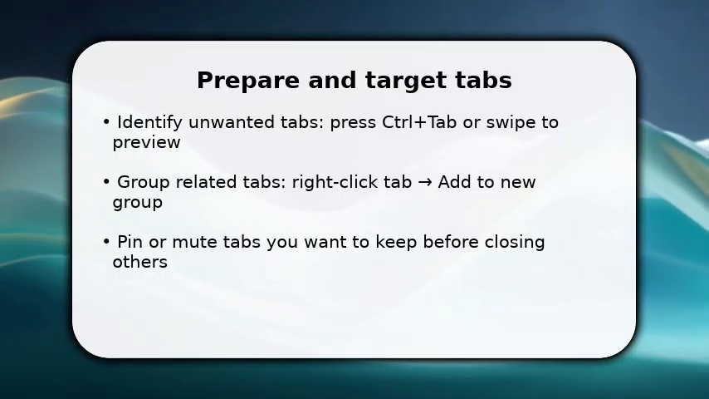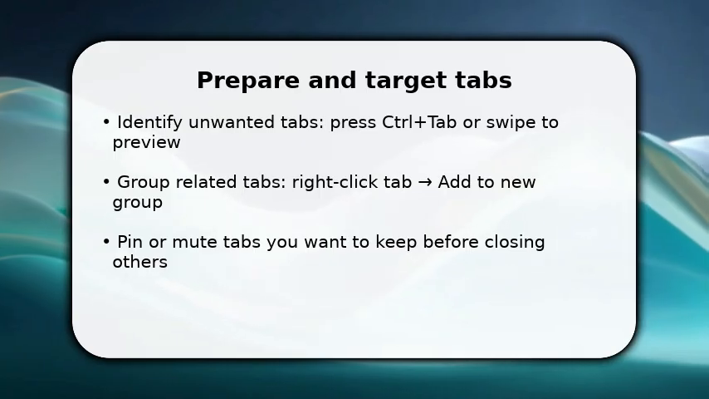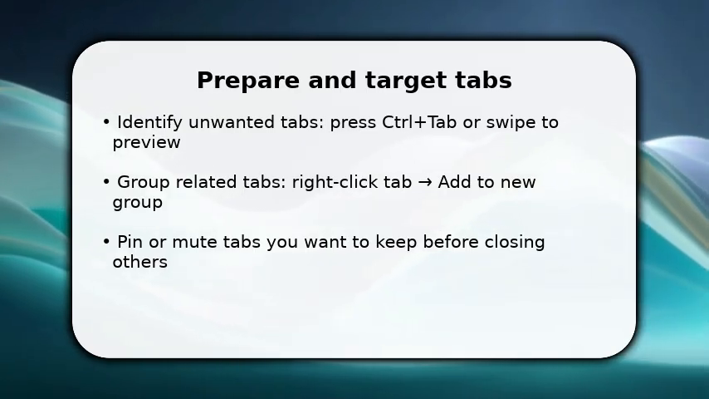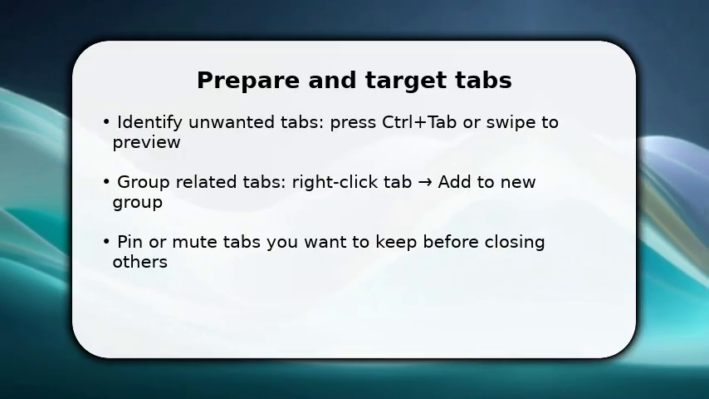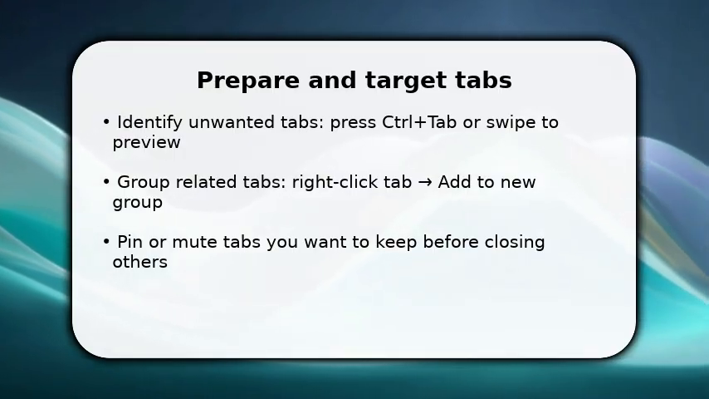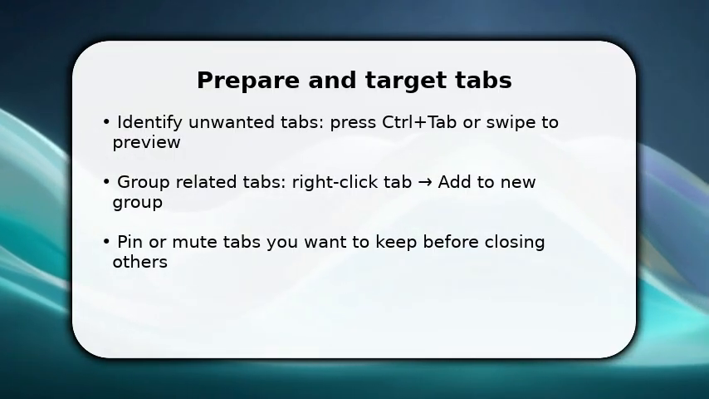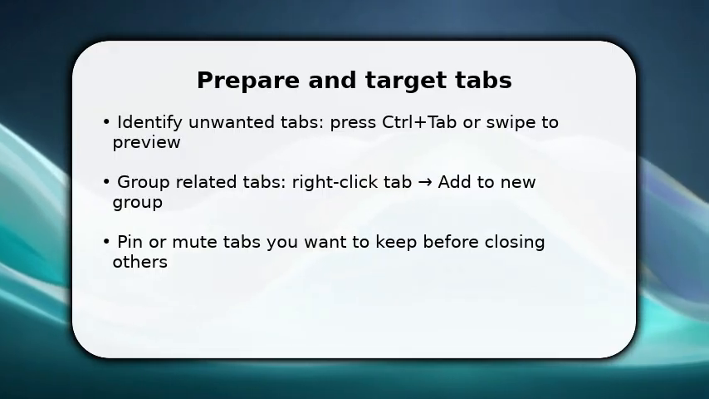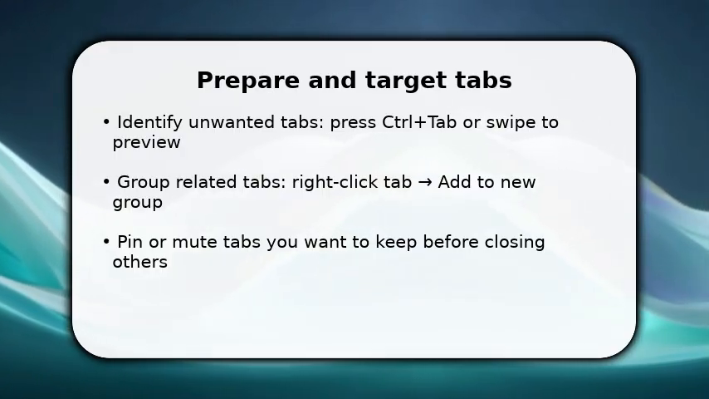Right-click any tab and choose Add to New Group. Make sure to pin or mute important tabs first. That way they remain anchored while you close the rest. This prevents data loss and keeps playback from restarting. Now you're ready for bulk removal and more precise closure methods.